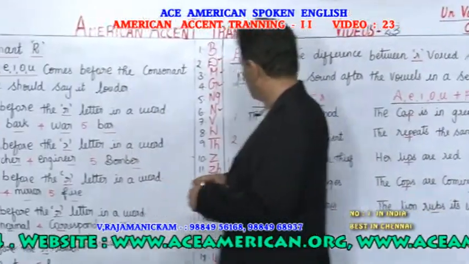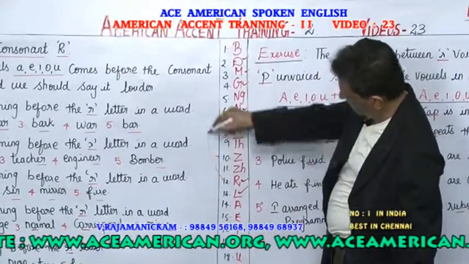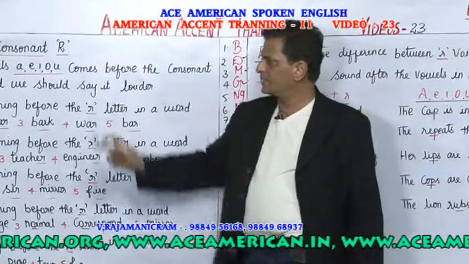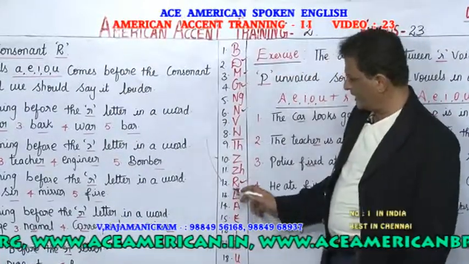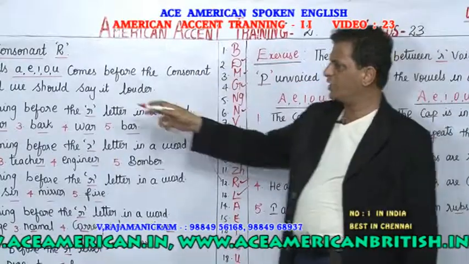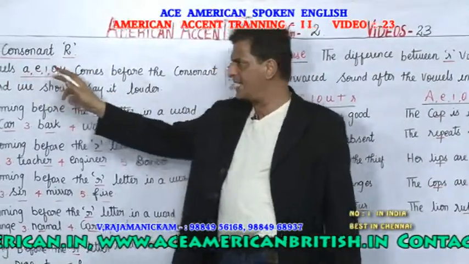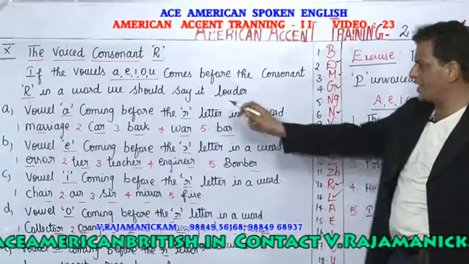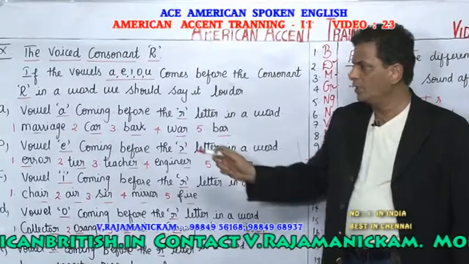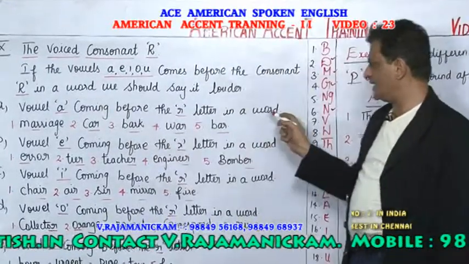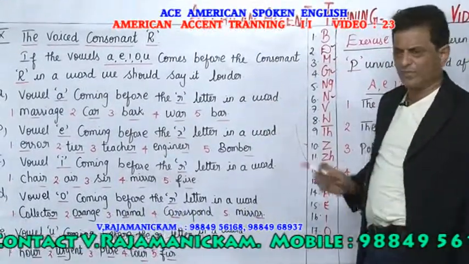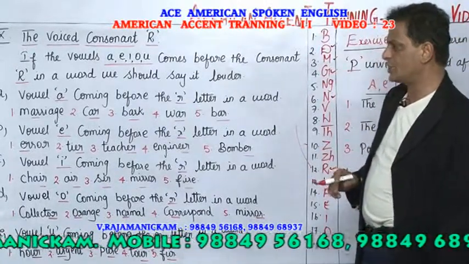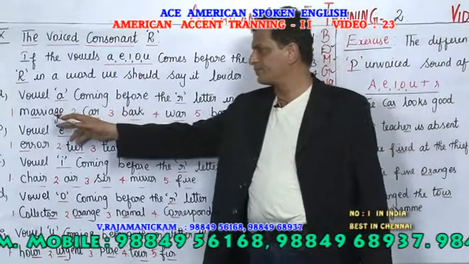Coming here, we are taking the sound R, or the letter R, and you are putting A, E, I, O, U before that. For example, if the vowels A, E, I, O, U come before the consonant R. R is a voiced consonant in a word. We should say it louder. Vowel A coming before the R letter in a word. Randomly you are choosing R. You can choose any word, any letter or any sound. Voiced consonants here.